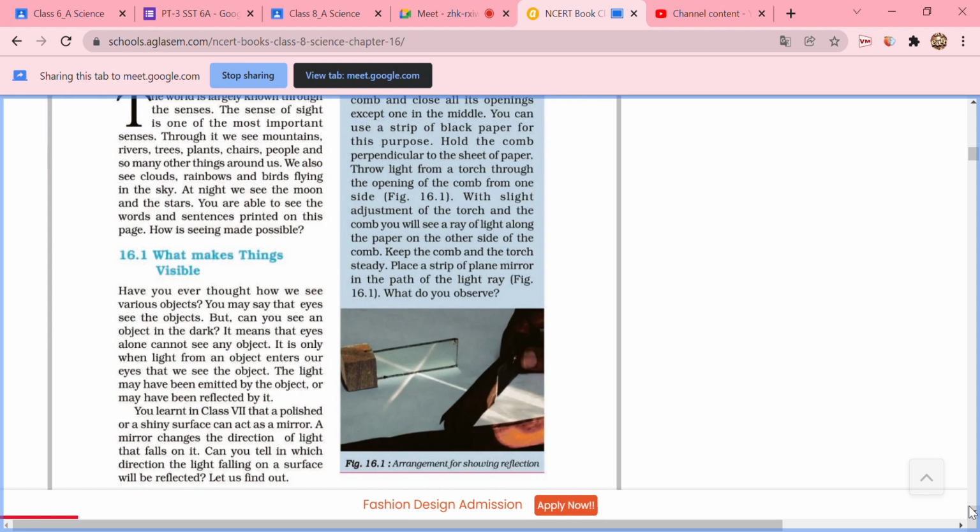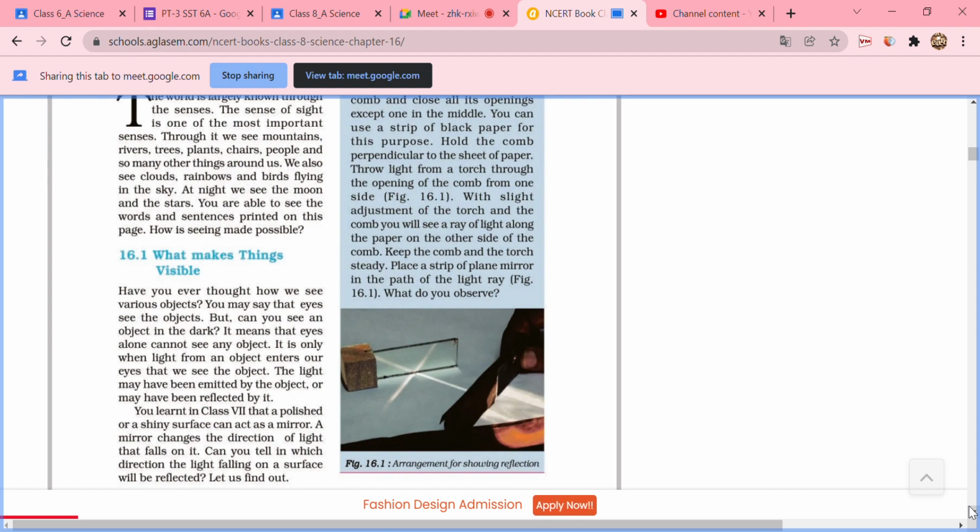Just see, children, first of all the diagram in figure 16.1. You are able to see that we have fixed a mirror there. The white paper is a plane. By adjusting a comb, and behind the comb we have taken a source of light, for example a torch. Through one of the slits of the comb, the larger one, the light can enter through the slit and it falls on the mirror at the place where the mirror is placed on the paper.